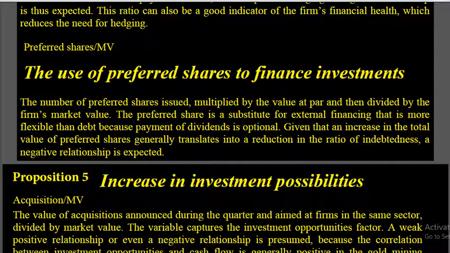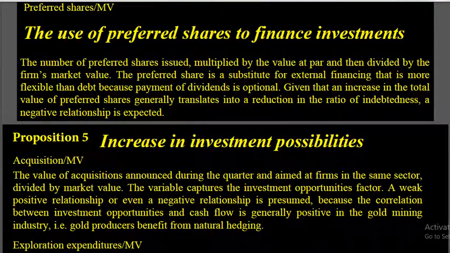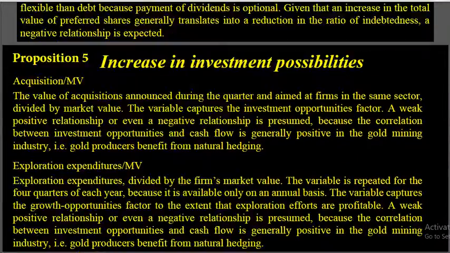Because payment of dividends is optional, and interest and capital principal repayments of debt are obligatory, are mandatory. So, given that an increase in the total value of preferred shares generally translates into a reduction in the ratio of indebtedness, a negative relationship is expected for this variable. Negative, right? Good. Now let's go to proposition 5.